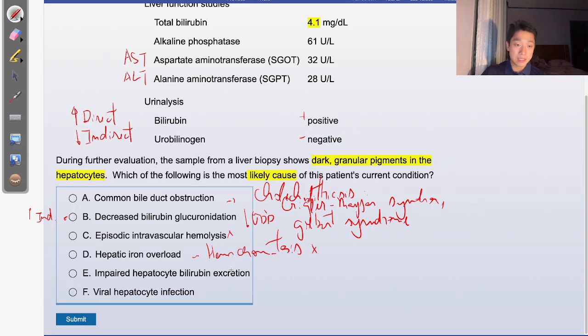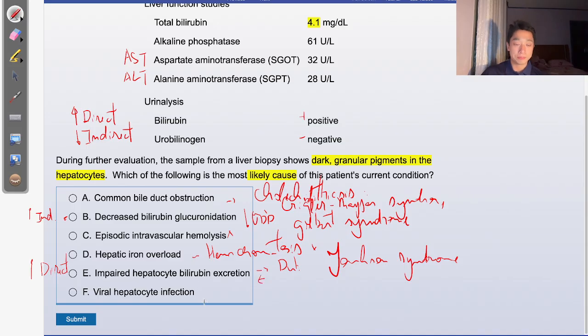Letter E, that's impaired hepatocyte bilirubin excretion. This analyzes a condition called Dubin-Johnson syndrome. Okay, so this condition I will talk about later. It's about the elevated direct bilirubin, and it's a hereditary condition. So let's keep this alternative.